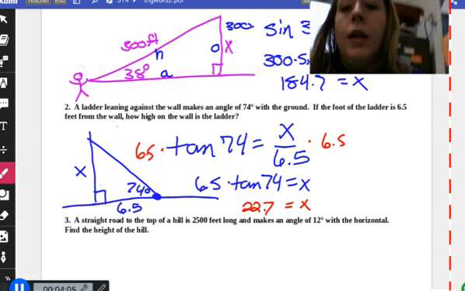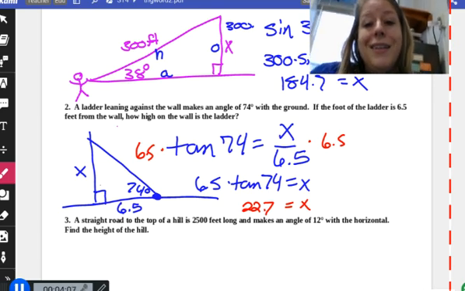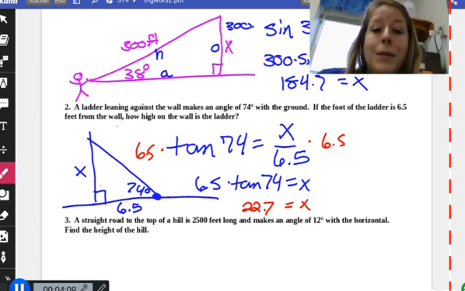Okay. So this is how these problems are going to be done. Be careful with your drawings. Make sure everything makes sense.